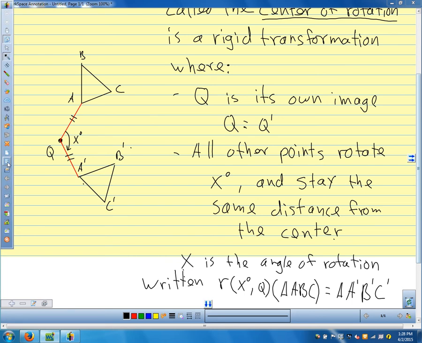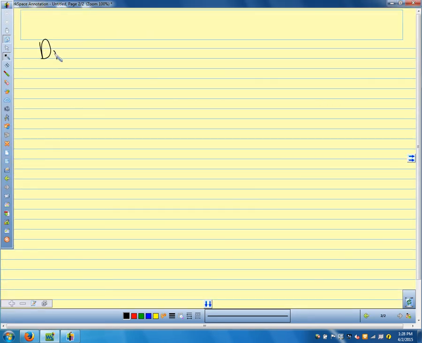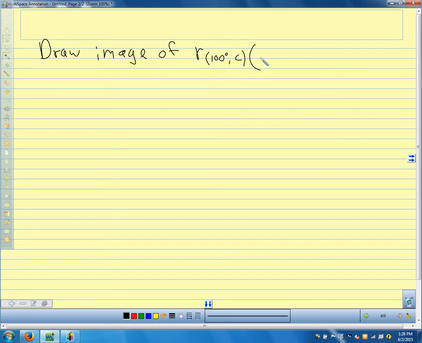All right, so if we wanted to draw the image of a rotation of 100 degrees about point C of triangle LMN, and I'll draw a picture here in just a second. So this might be something that you'll do in your project. So your project, one of the things you're going to do is rotate your image.